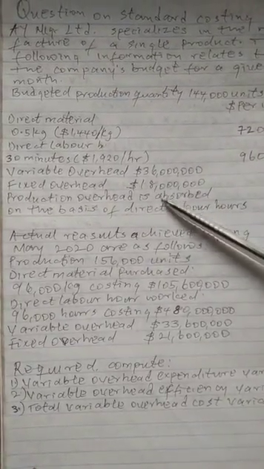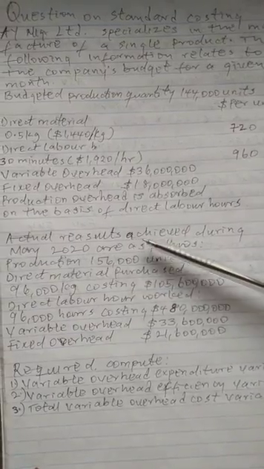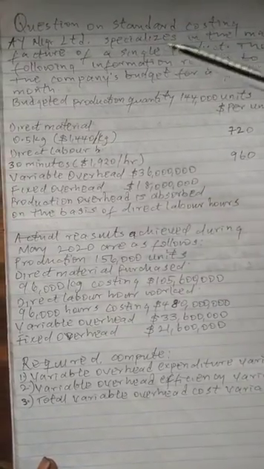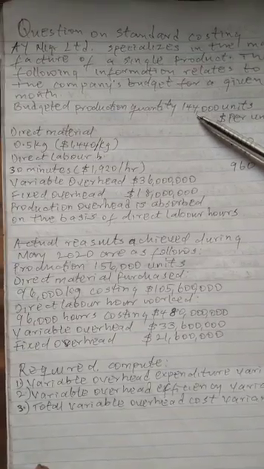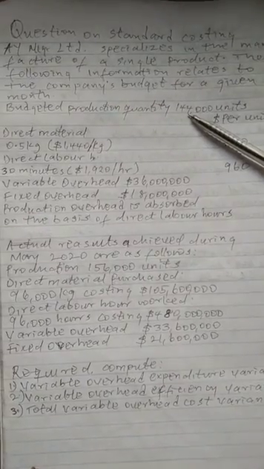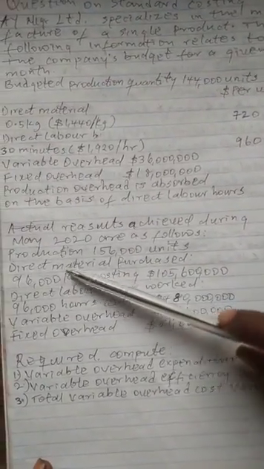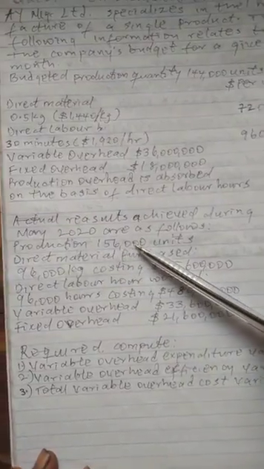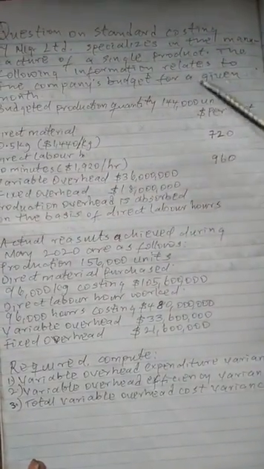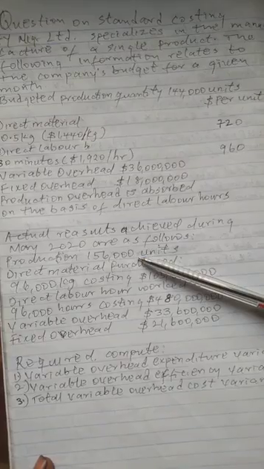You must also know that if we are talking about variable overhead and fixed overhead questions, the question will give you the production quantity, the budgeted unit of production. It will also give you the actual production unit, that is the total that the company produced in that period.